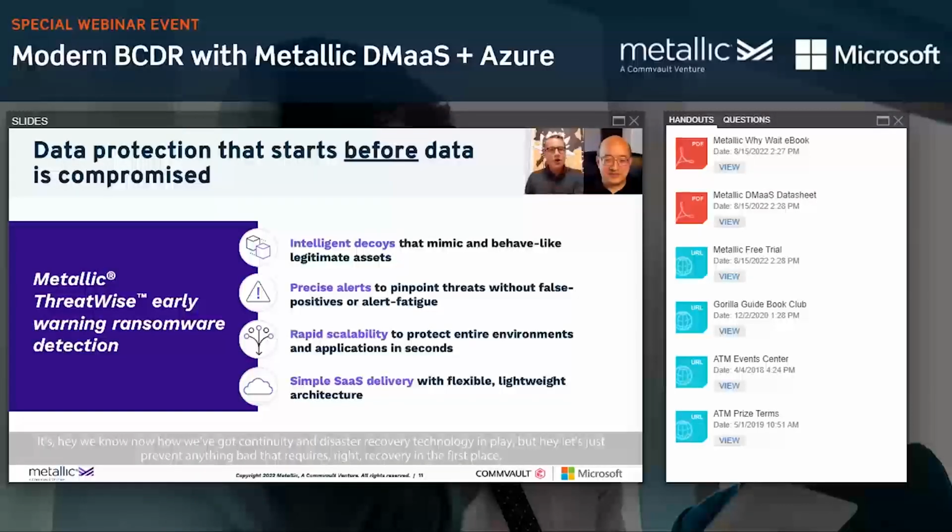It's, hey, we know now how we've got continuity and disaster recovery technology in play. But hey, let's just prevent anything bad that requires, right, recovery in the first place. And by the way, ThreatWise, as an engine and a continuous innovation hub for Commvault, you guys keep building more and more vectors into that application, which is also pretty impressive.